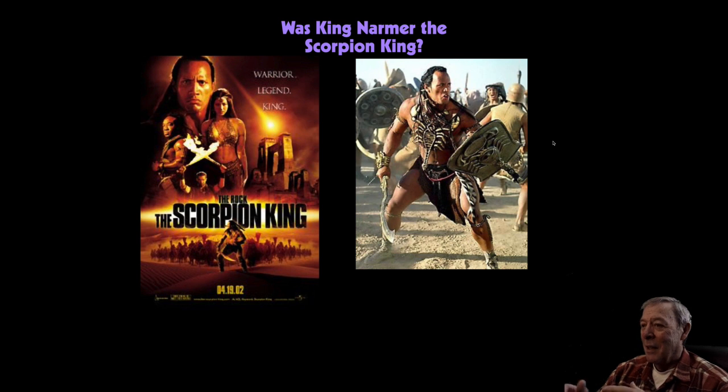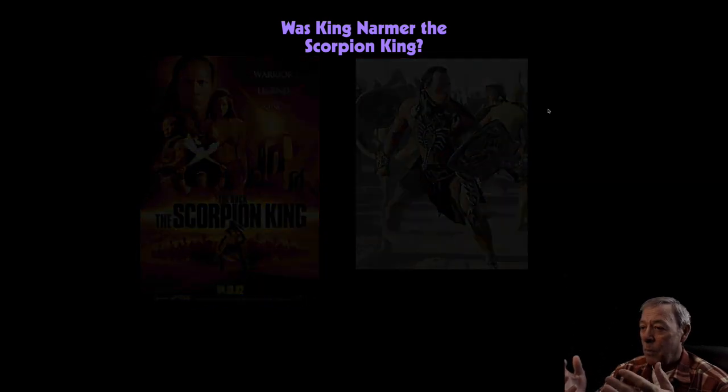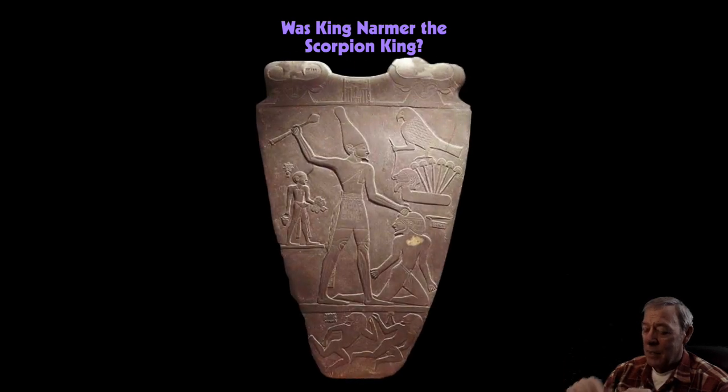Anyhow, the point is that most modern people today watching the movie would have believed that it's just the screenwriters' concoction of an imaginative pharaoh. But in reality, one of the earliest kings in Egyptian history was known by the name of the Scorpion King. So was Narmer the Scorpion King? Well, let's investigate that here just for a moment, because he may very well have been.